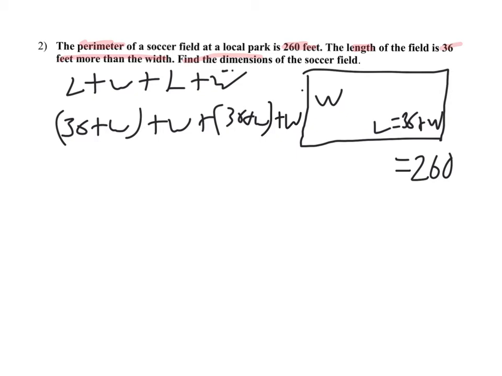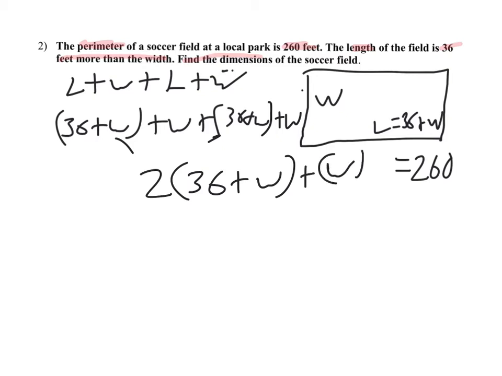But using the distributive property, we can simplify this. We're going to simplify it by taking these two terms and getting 36 plus W inside the parentheses times 2, because we have 2 of them, and add that with W in parentheses with the 2 outside, because we have 2 of them. And that is equal to 260. So now we can start solving because we've got our equation set up. First things first, we're going to take care of the parentheses so we can combine like terms.